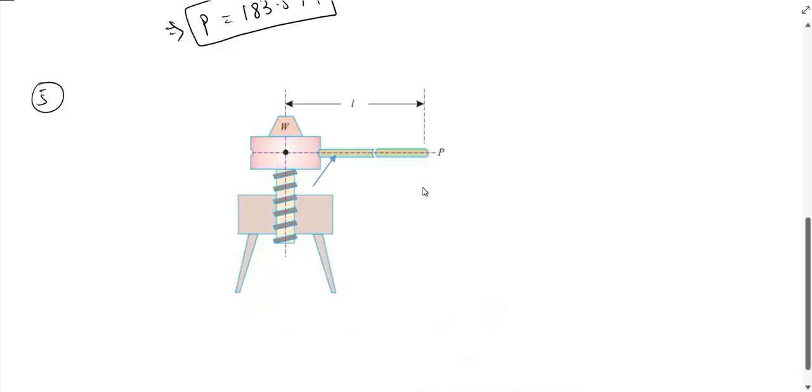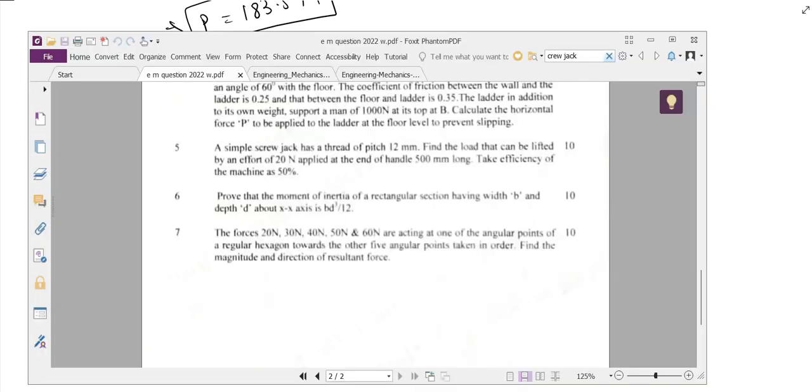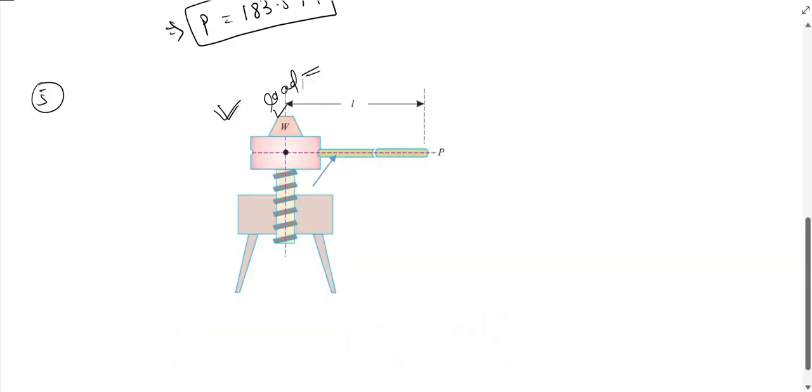So see, this is a screw jack. At the top of the screw jack there is a load, this is the load. And is the value of the load given? The value of the load is not given, so we have to calculate the load. So this is our effort. We are providing effort at the handle, and effort is given as 20 Newton. It is our effort.